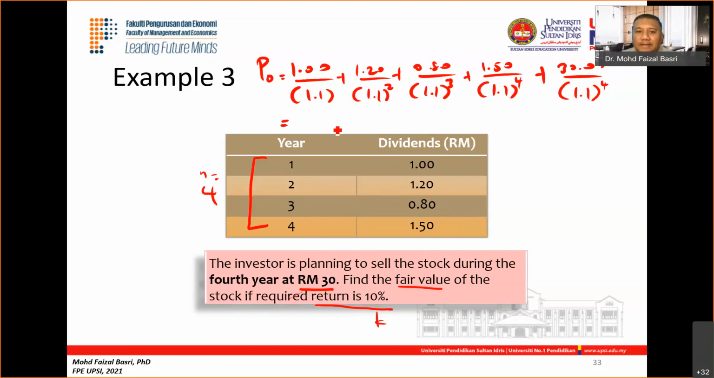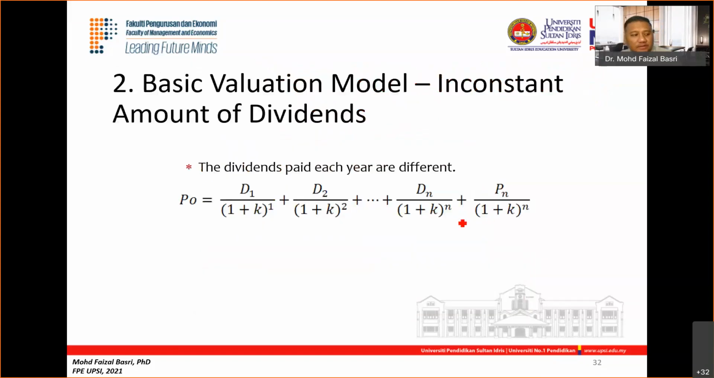Okay, so you're going to get RM 24 and 2 cents. So this is the intrinsic value or the fair value of the stock. Okay, 24 ringgit and 2 cents, using the very same formula.